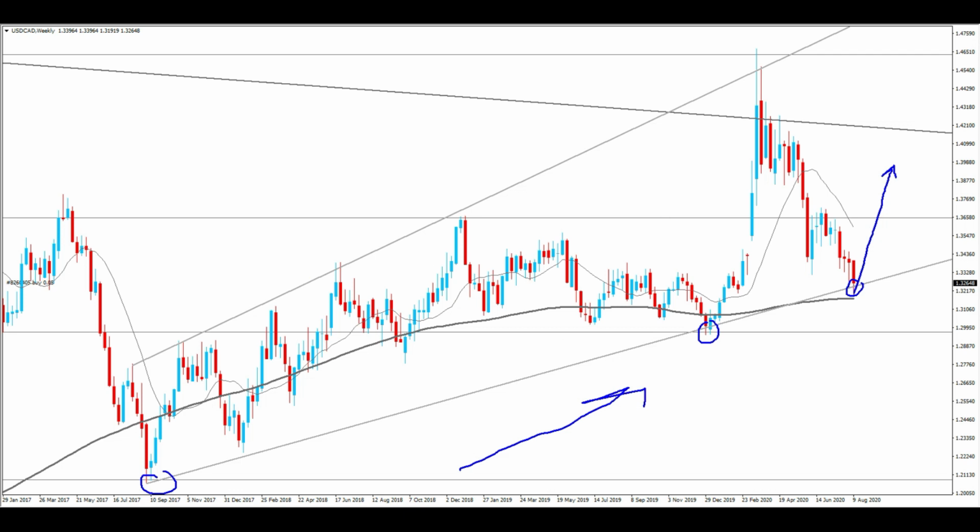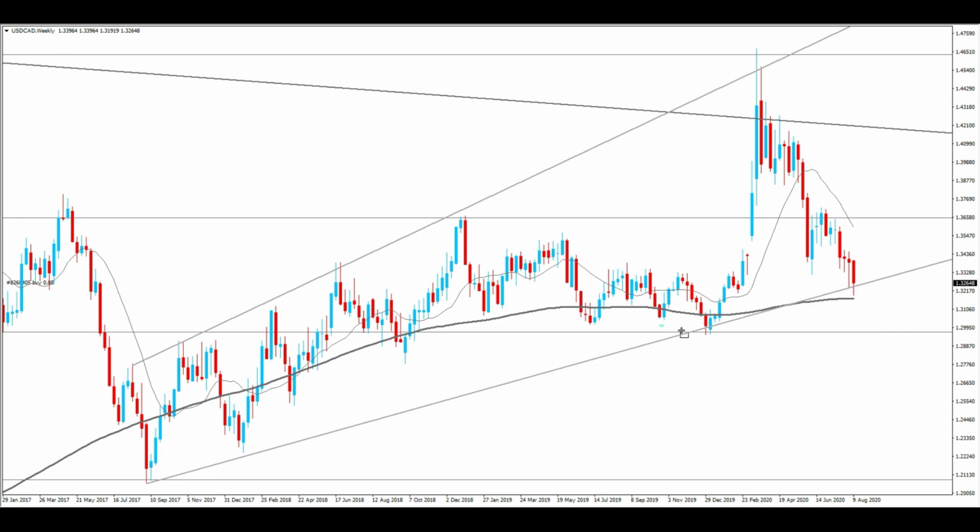As you can see, we still have that uptrend, but if you do get a break of this trend line and of that 200 moving average on the weekly chart, as you can still see that we're quite bearish on the weekly chart for USD CAD, we could be getting a move to the downside and go and test this level here in the market.